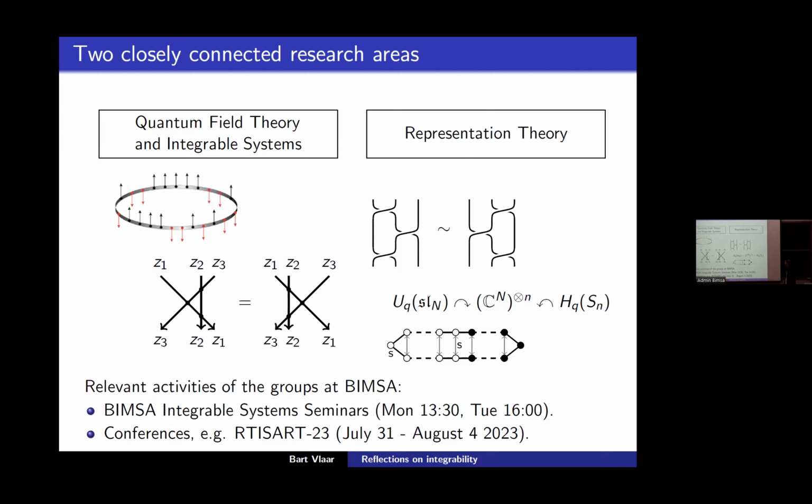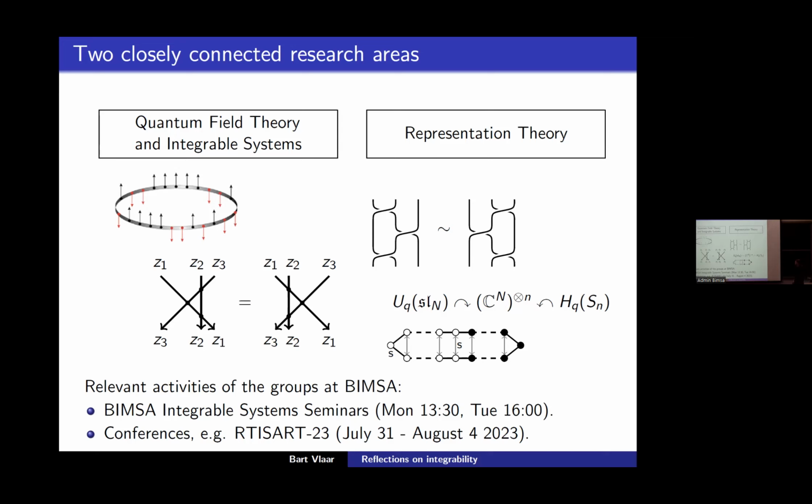I will not give you the complete picture, because both integrable systems and representation theory are very wide topics, and there are many colleagues of mine who have their own viewpoints, their own expertise, their own specializations. So I'll give a rough overview and then a slightly more specialized overview, namely for quantum integrable systems and quantum groups. That's an important class of integrable systems.